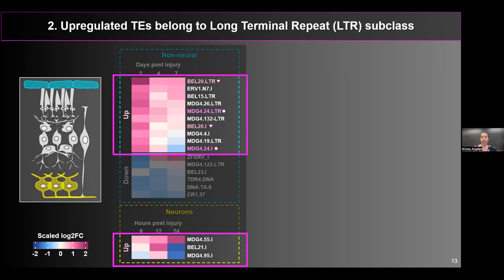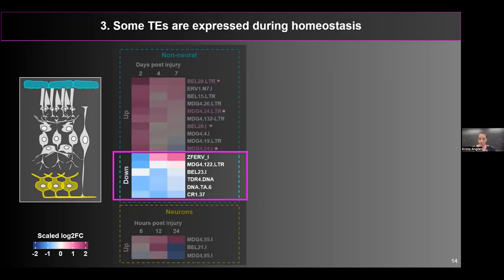Another piece of information that we can start to glean from this is that all of the differentially regulated transposons that are upregulated actually belong to the long terminal repeat class of transposable elements, which have been suggested to have strong promoters, which promote their self-expression, and they have the potential to retain activity and are known to be the primary target of a PIWI piRNA pathway in the gonads, which we can get into later. Additionally, we found that some transposons are downregulated after injury, which indicates that these are normally expressed during tissue homeostasis and warrants some further investigation in the future.